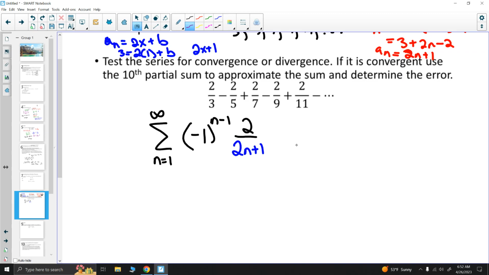And then I want to check it. So when n is 1, 1 minus 1 is positive. That's good. That checks out. 2 over 2 times 1 is going to be 2, plus 1 is 3. So 2/3 is our first term. So it's a positive 2/3. The next term, we'll just double check. It will go to a negative, so that's good. 2 over 4 plus 1 is 5. 2 over 5. Well, that's okay.